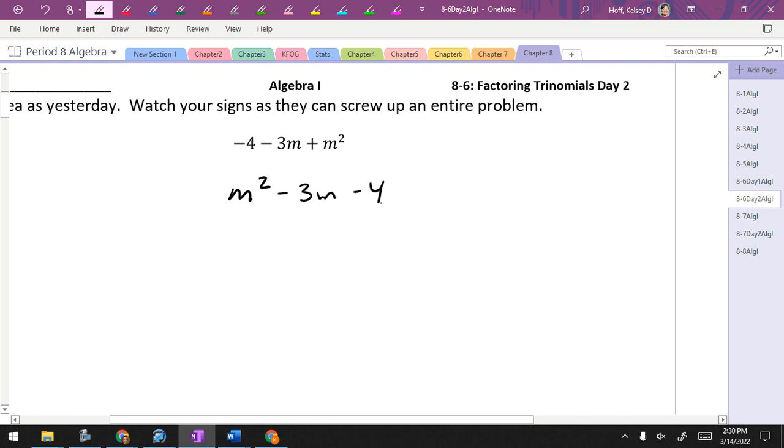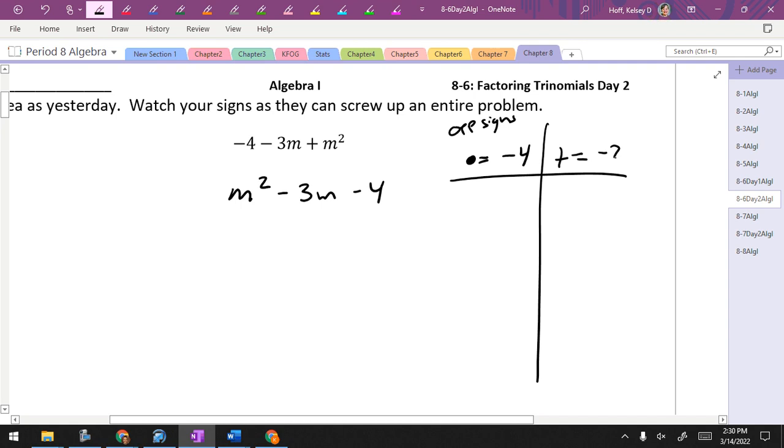Very good. m squared minus 3m minus 4. Now I make my t-chart. I'm going to multiply to get to negative 4. Now, because it's a negative, what do you know? Very good. Opposite signs. One's positive, one's negative. And we're going to add to get to, what does that tell you?